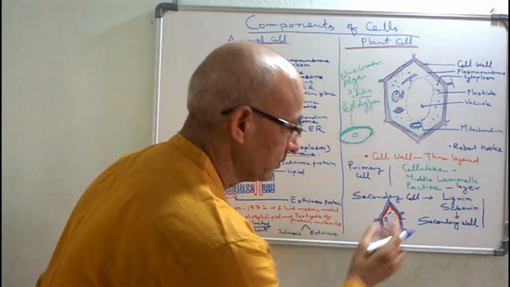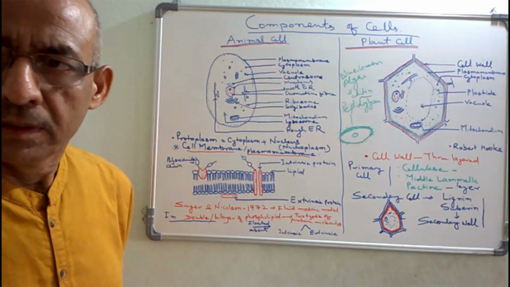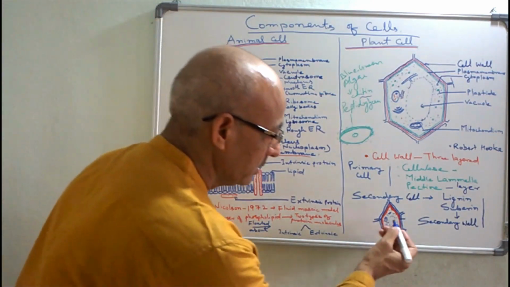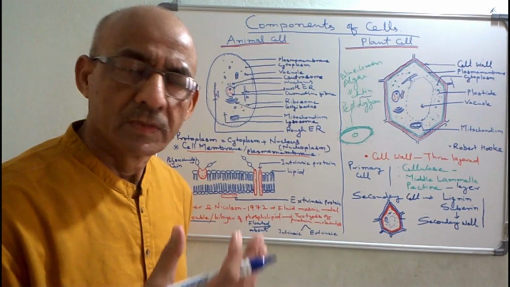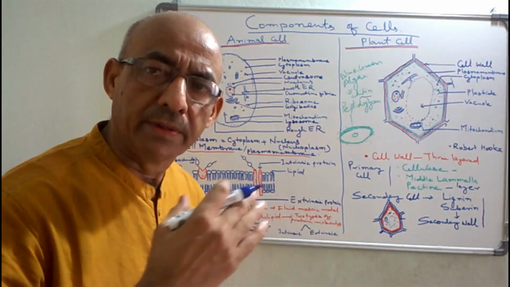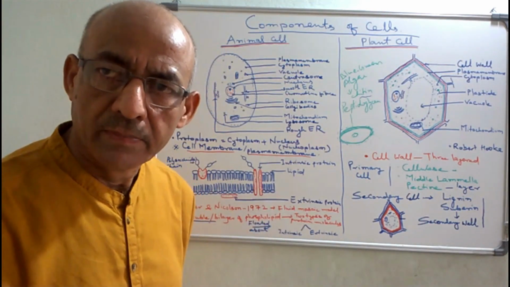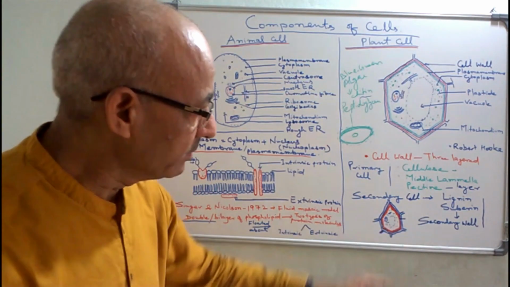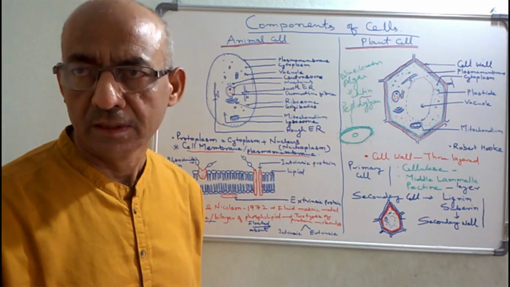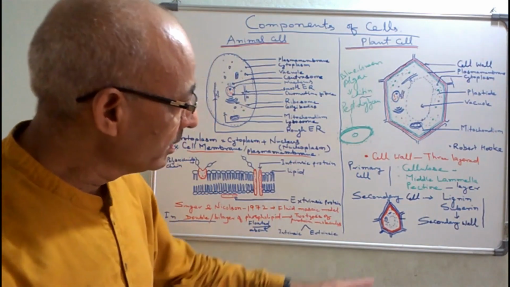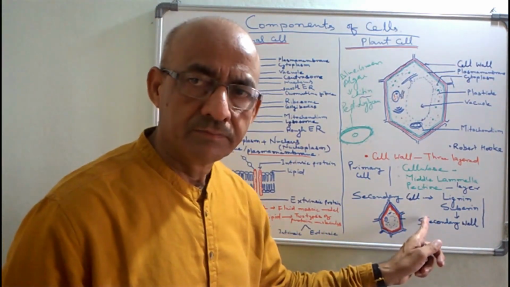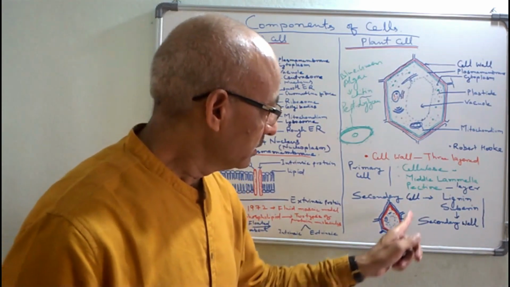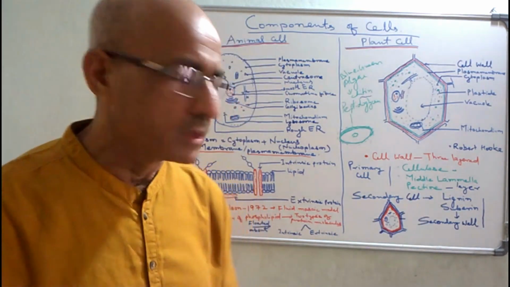gradually the living material inside the cells starts becoming dead, and ultimately the entire cell becomes dead. And in that case, such types of cells are called secondary cells.